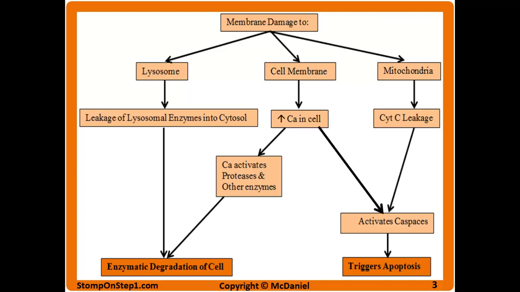We're also going to have membrane damage to the mitochondria, and that's going to lead to cytochrome C leaking out. And cytochrome C is an enzyme involved in oxidative phosphorylation, so it makes sense that it would be in the mitochondria. The cytochrome C in the cytosol goes on to activate caspases, as well as the calcium in the cell that we talked about earlier being able to activate caspases as well. So calcium and cytochrome C lead to activation of caspases. And when caspases are activated, it triggers apoptosis.